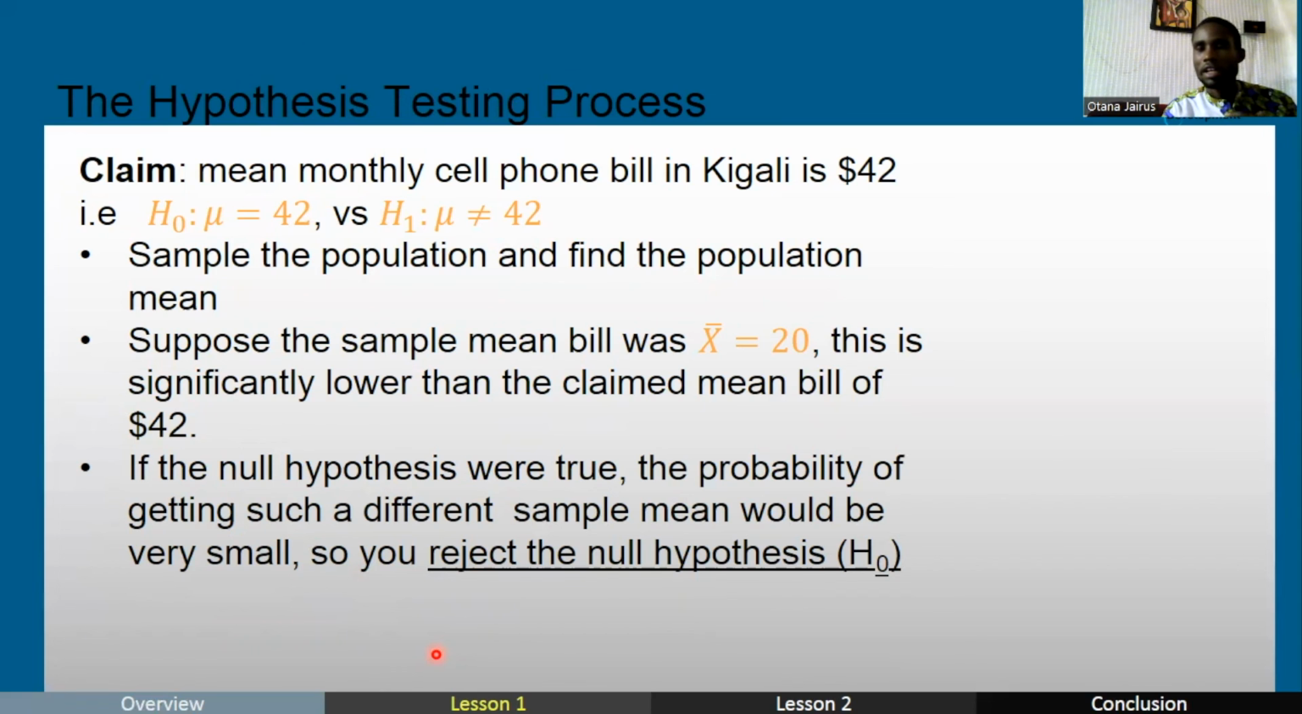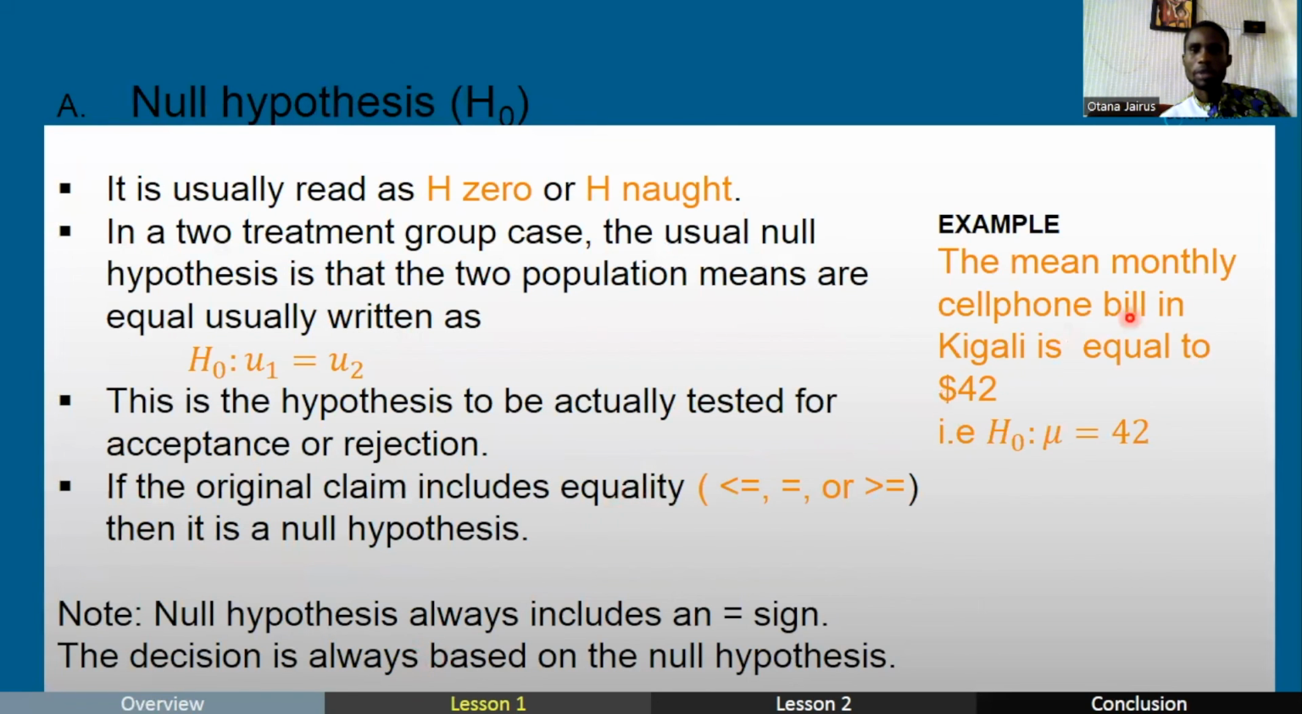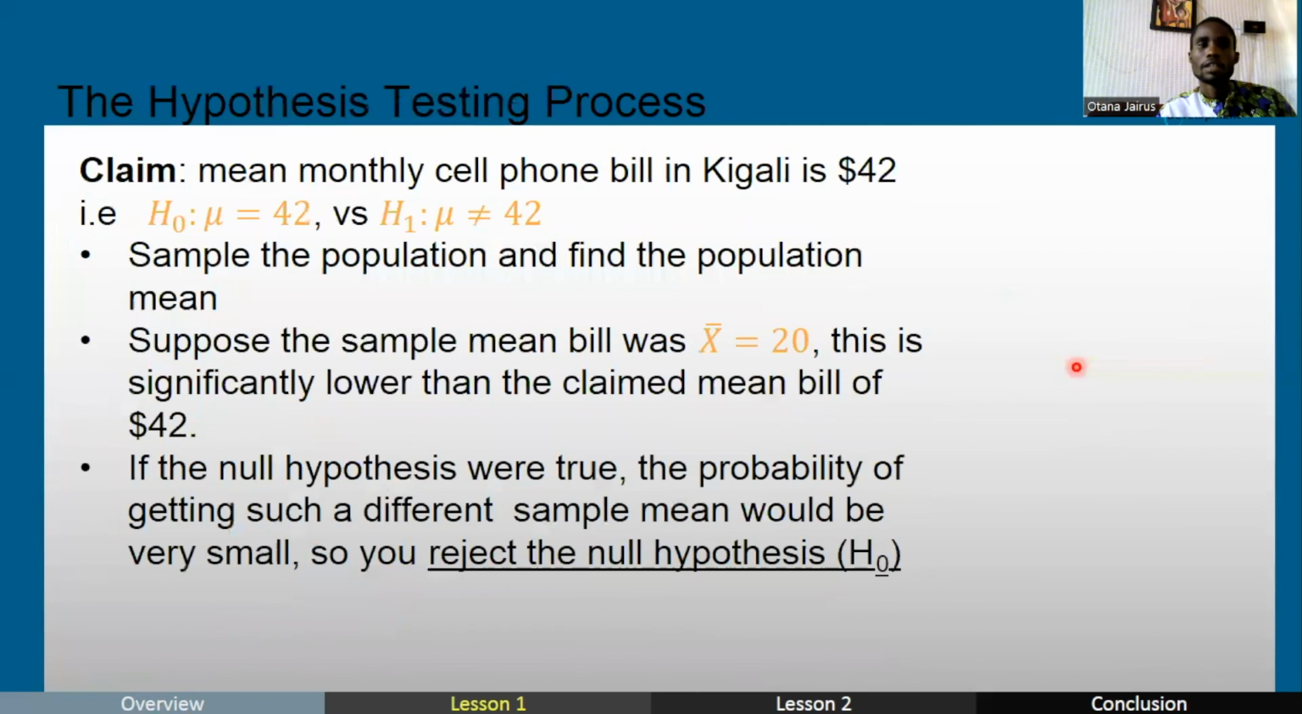Hypothesis testing process. Remember our example, that one for Kigali, where we talked about the mean monthly cell phone bill in Kigali being equal to $42. That was our claim. So for our hypothesis testing process, the claim is that the mean monthly cell phone bill in Kigali is $42. I.e. now our null hypothesis is that the mean, which is mu, equals 42. And our alternative hypothesis is that the mean is not equal to 42.